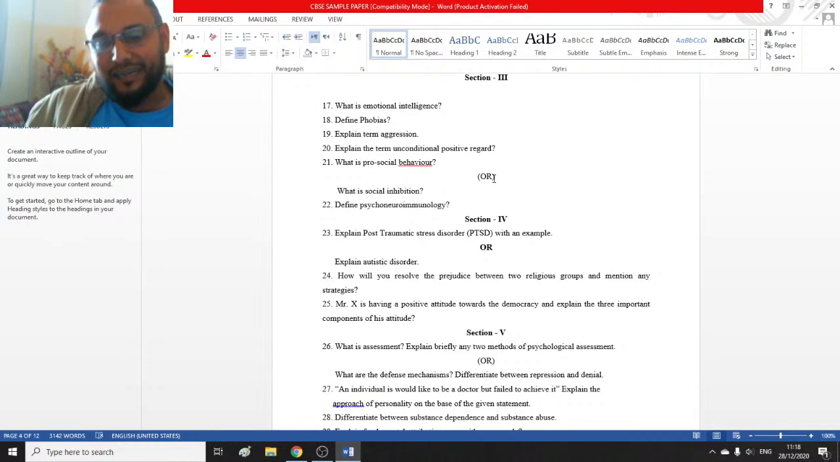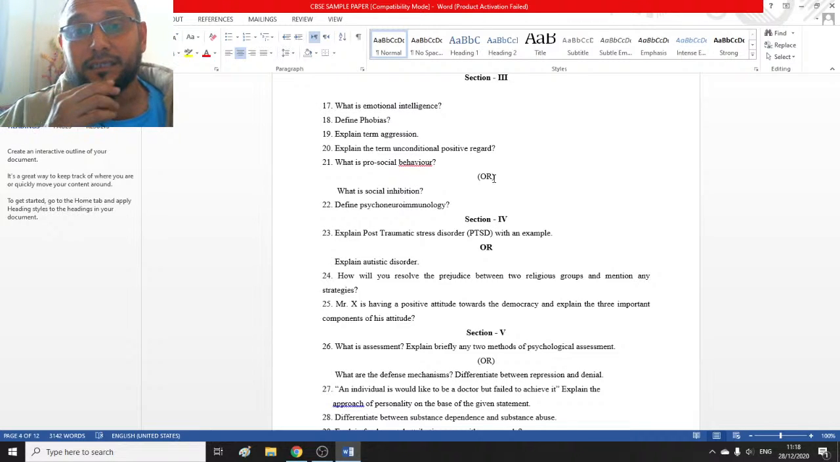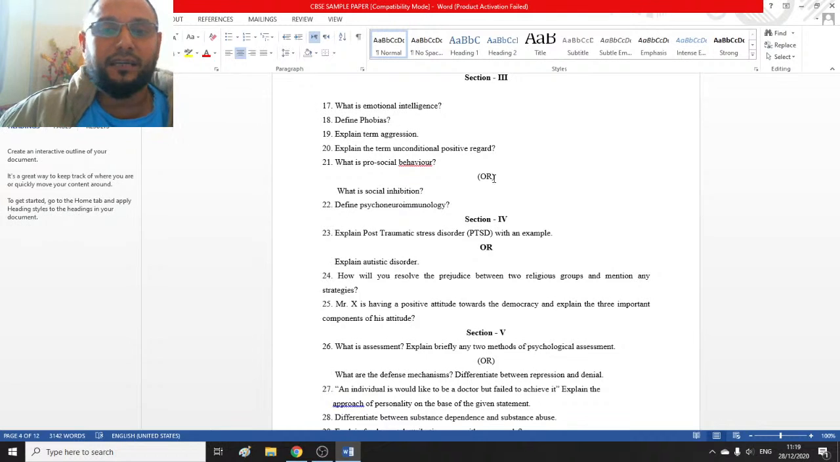Now, what is unconditional positive regard? You see here, 20th question. Unconditional positive regard. It is the non-judgmental and permissive attitude shown by the therapist towards the client in the process of psychotherapy it is. In the process of psychotherapy, what kind of positive attitude expressed by the therapist towards the client, irrespective of the client's behavior, that is called unconditional regard.